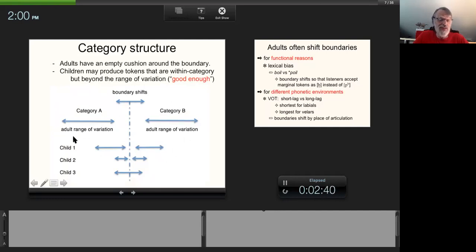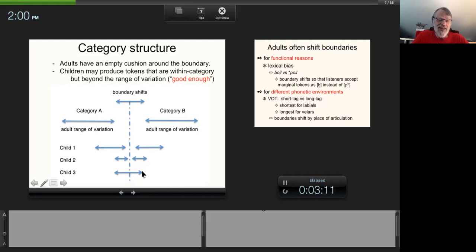Each of two categories has an adult range of variation. There's a boundary between them, and around the boundary, adults produce relatively few tokens. Children don't necessarily respect the boundary in quite the same way. They can produce tokens that are within the category but beyond the adult range of variation, or in some cases, perhaps not produce a difference between the categories at all, but we adults impose a categorization on the basis of where it falls relative to the boundary.